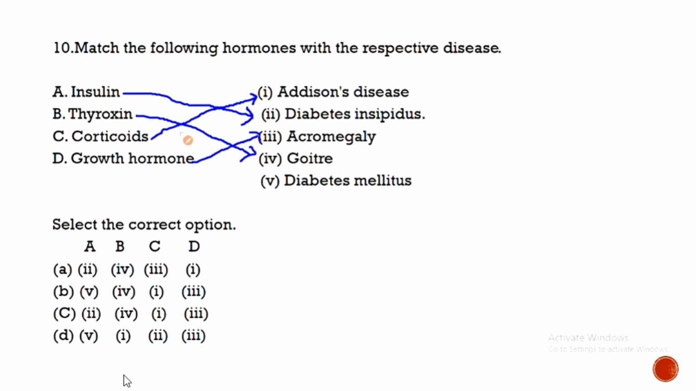So from this, we have to choose the correct option. So A matches with 2, B matches with 4, C matches with 1, and D matches with 3. So the right option will be option number C.